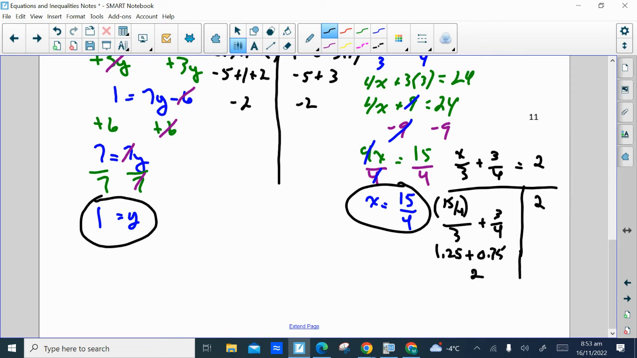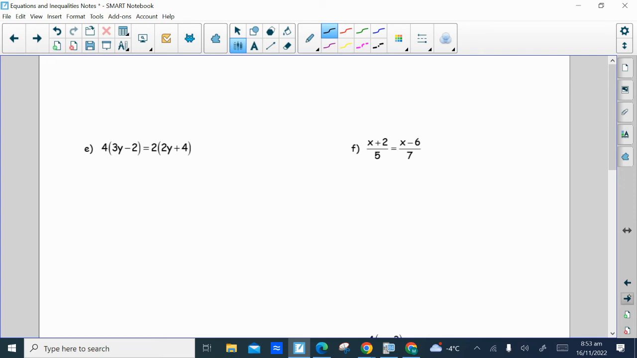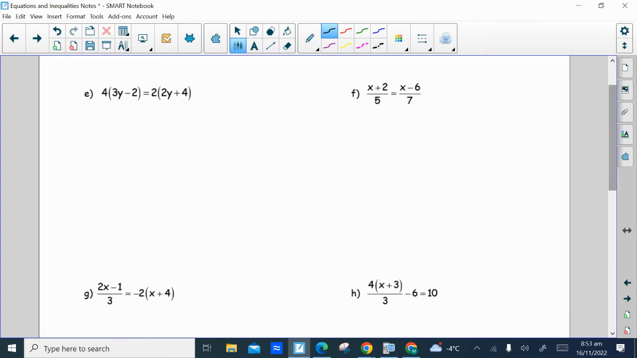Okay? On the next page, question E. We've got brackets on both sides, so we're going to have to multiply out on both sides. 4 times 3y is 12y. 4 times negative 2 is negative 8. On the right side, 2 times 2y is 4y, and 2 times 4 is positive 8.